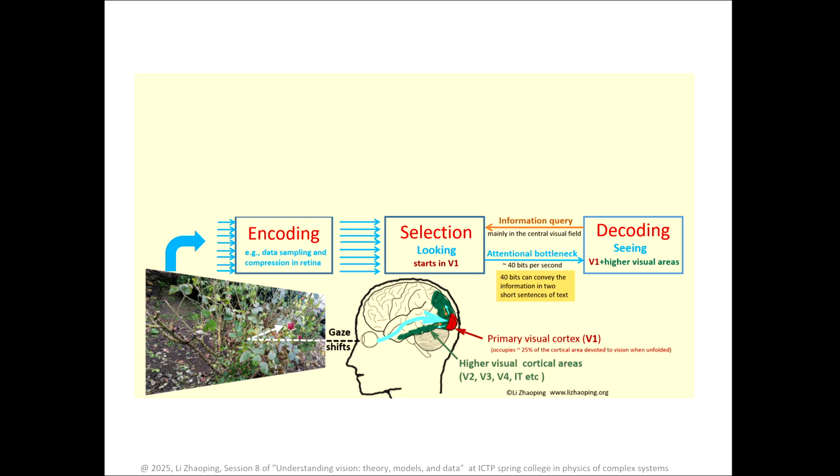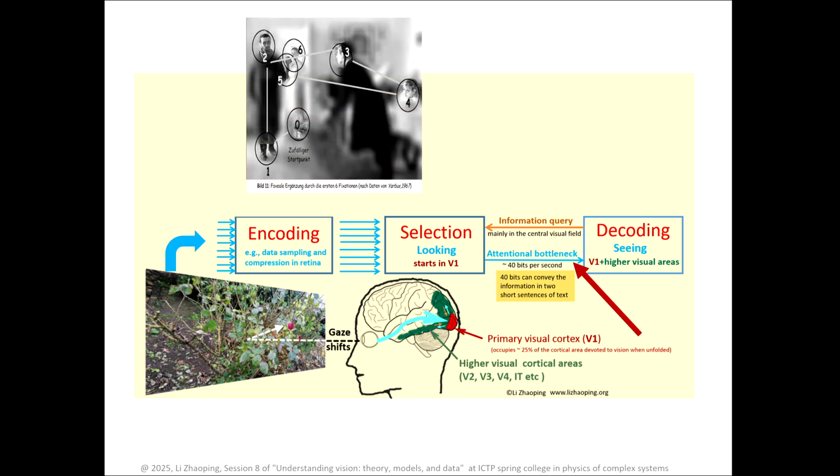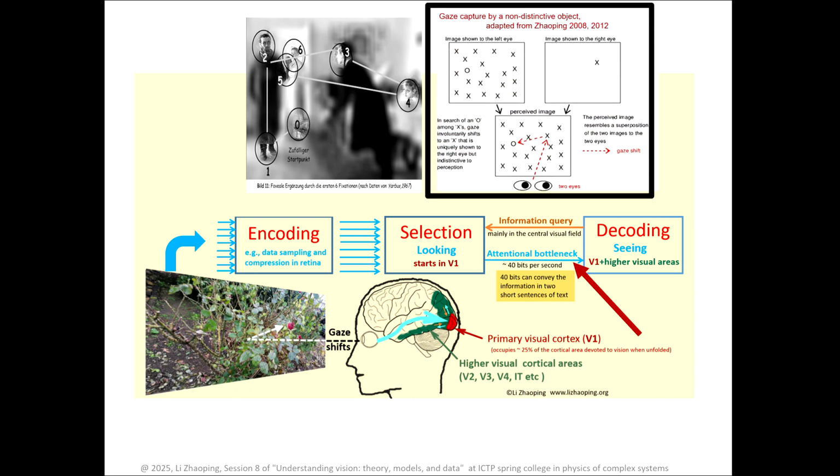Encoding, selection, and decoding stages, and that decoding is after the attentional selection to select only a tiny fraction of visual input information for deeper processing. So therefore, decoding must be understood in light of this attentional bottleneck. We have also argued that attentional selection is mainly by gaze shifts in humans, and this selection starts at V1, which guides gaze shifts exogenously. So therefore, the bottleneck should start at V1.